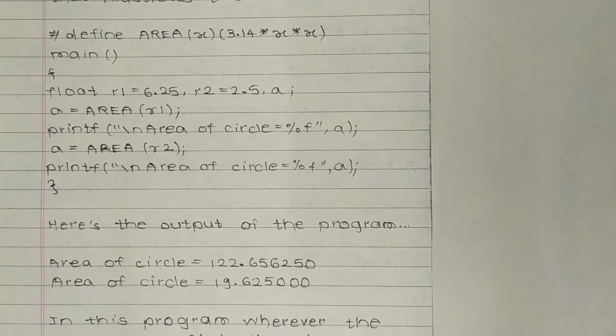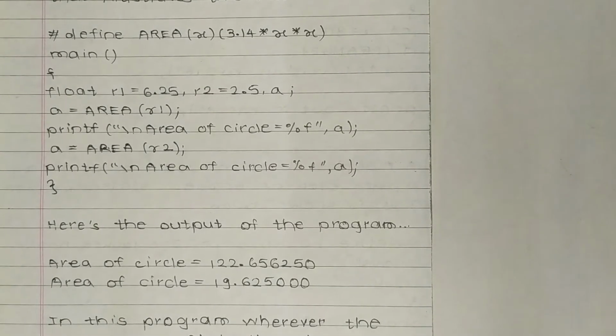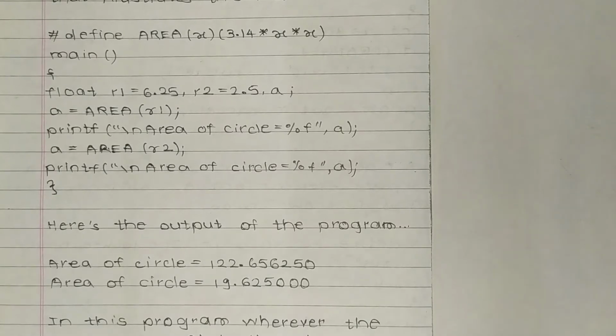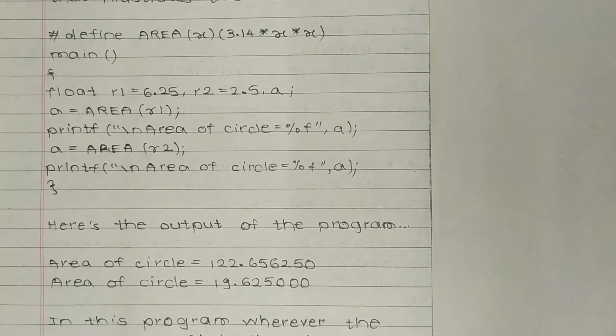#define AREA(x) 3.14 * x * x. So this is a macro called area. Now main: float r1 = 6.25, r2 = 2.5, a. So a is also float. Now a = AREA(r1).